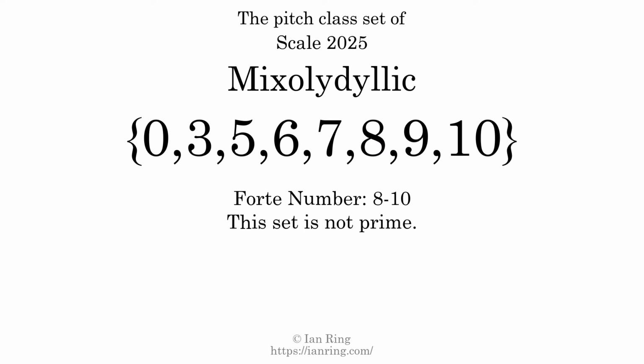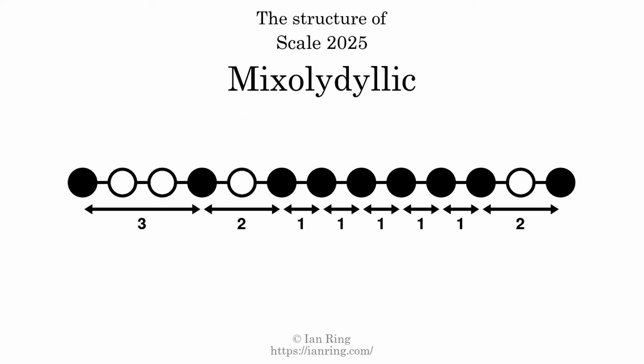The pitch class set for this scale is 0, 3, 5, 6, 7, 8, 9, 10. The forte class is 8, 10. This set is not prime. The structure of a scale is a description of the interval distance between each successive tone. This scale has a structure of 3 2 1 1 1 1 1 2.